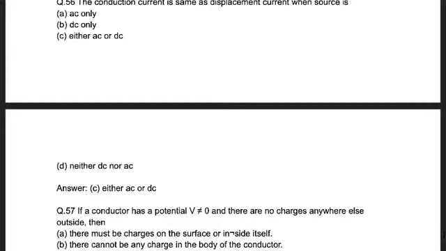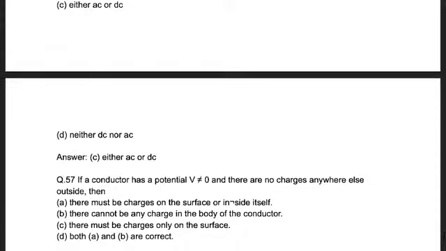Question number 57. If a conductor has a potential V not equal to 0 and there are no charges anywhere else outside, then option A, there must be charges on the surface or inside itself. B, there cannot be any charge in the body of the conductor. C, there must be charges only on the surface. D, both A and B are correct. Good. The answer is C, there must be charges only on the surface.